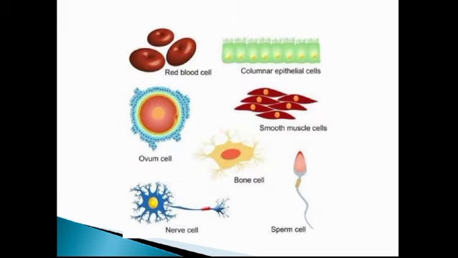Here are some of the different shapes of cells. The red blood cell is spherical in shape, the columnar epithelial cell is square-shaped, smooth muscle cells are spindle in shape, and the nerve cell is long and branched.